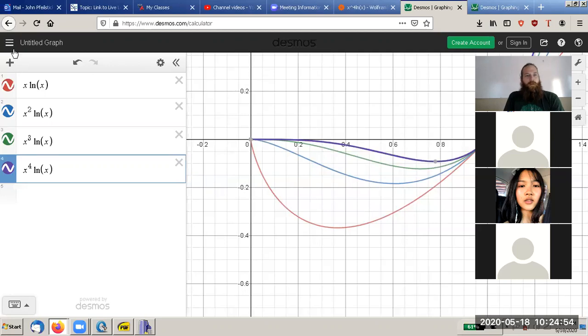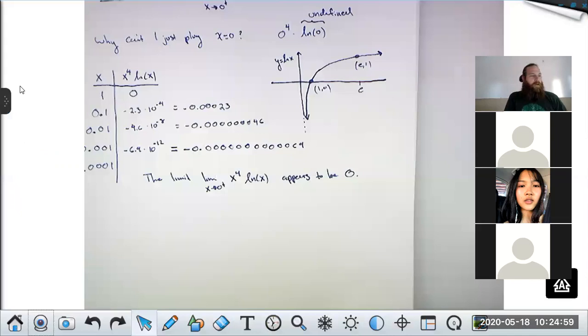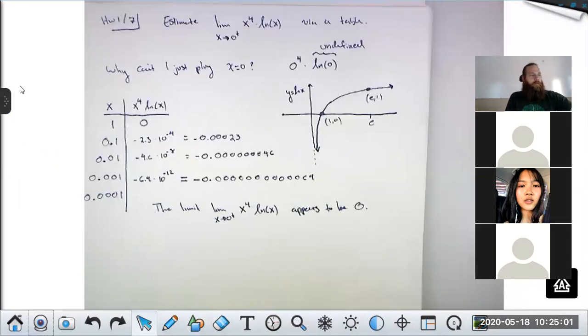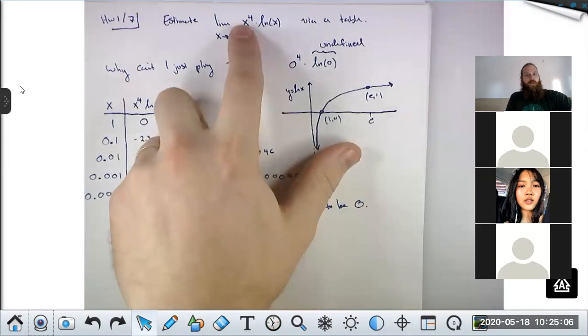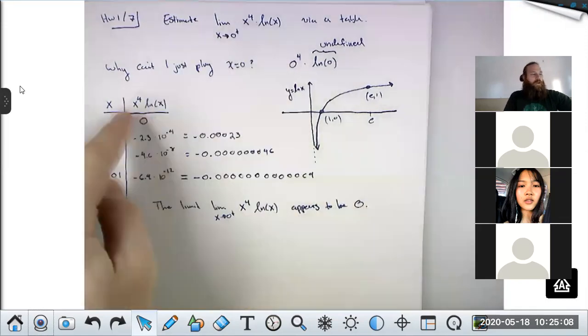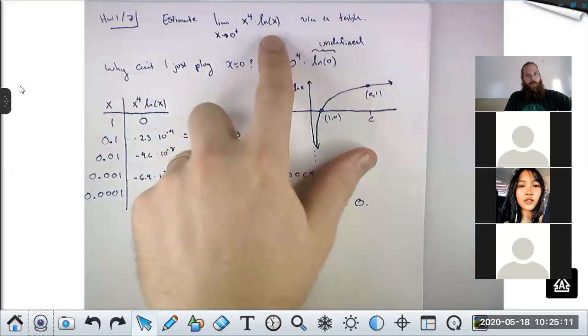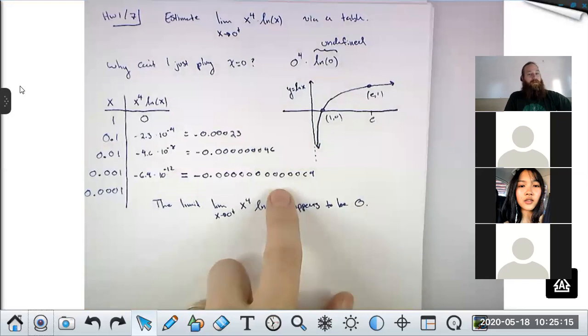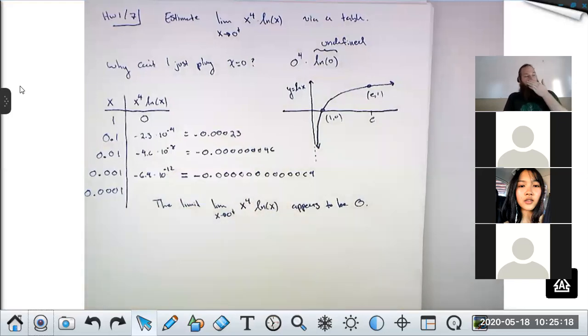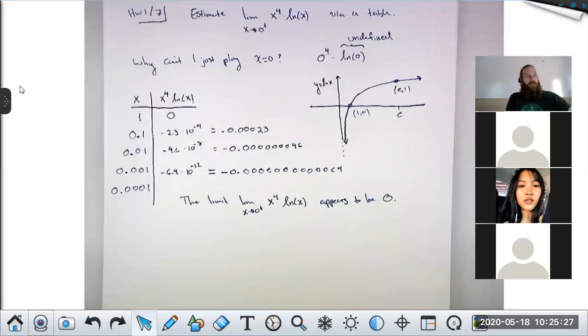So why was this limit 0? This limit was 0 because the polynomial term x to the 4 really wants to go to 0 as x goes to 0. He wants to go to 0 really hard. And so he takes over. He pretty much ignores what the natural log wants to do, and says, nope, we're going to 0. We're going to 0 fast. And that's what happens, even though the natural log term dives off to negative infinity. So any questions on how we solved this problem?